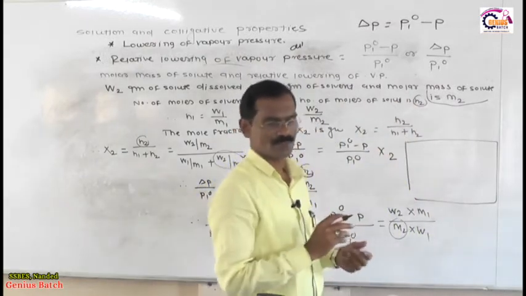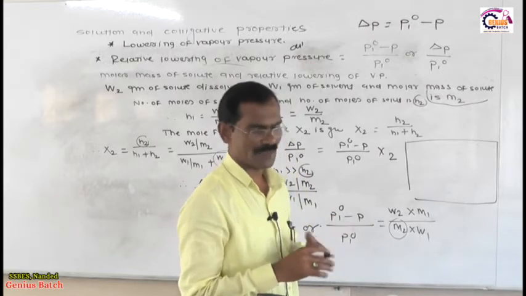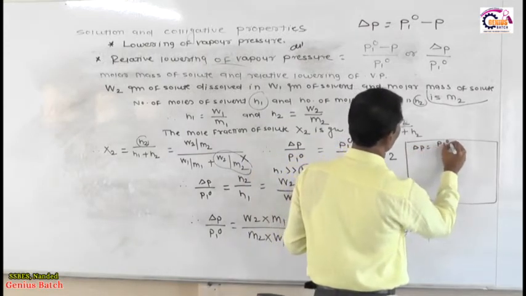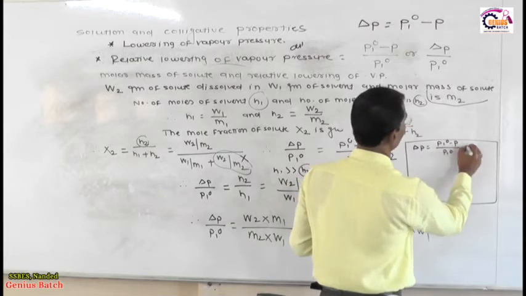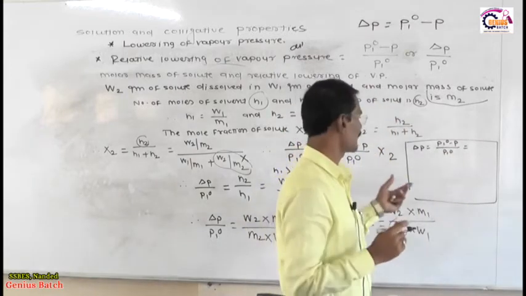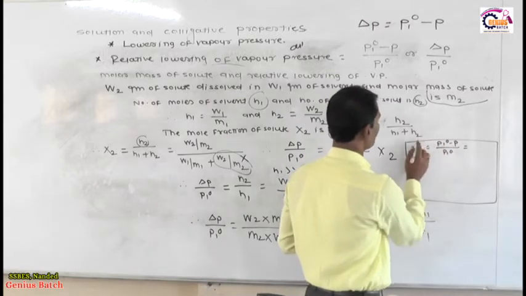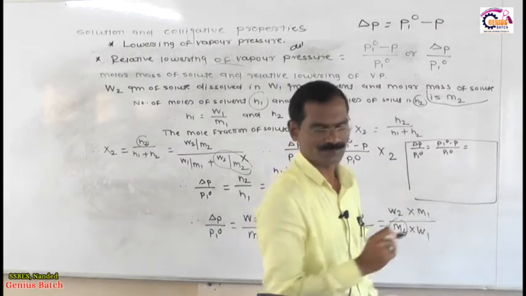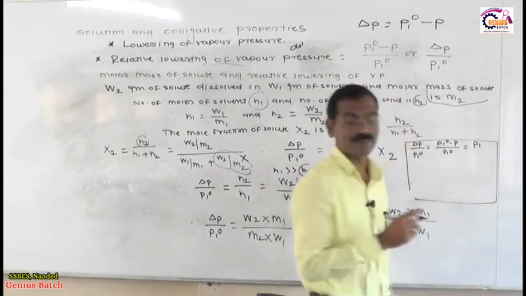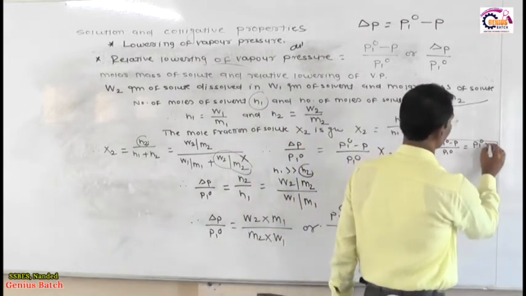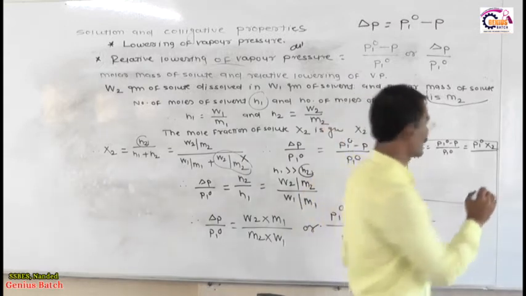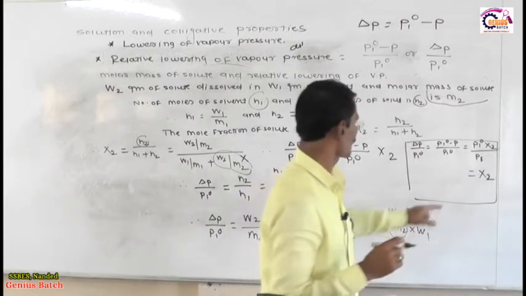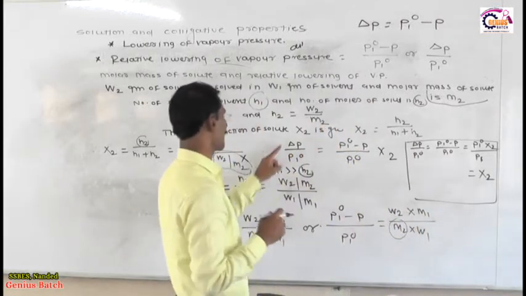Listen, delta P is equal to P10 minus P, and delta P upon P10 is equal to P10 minus P by P10. The same we write as P10 into X2 divided by P10, and finally what does it become? It becomes X2. So X2 is equal to delta P upon P10.